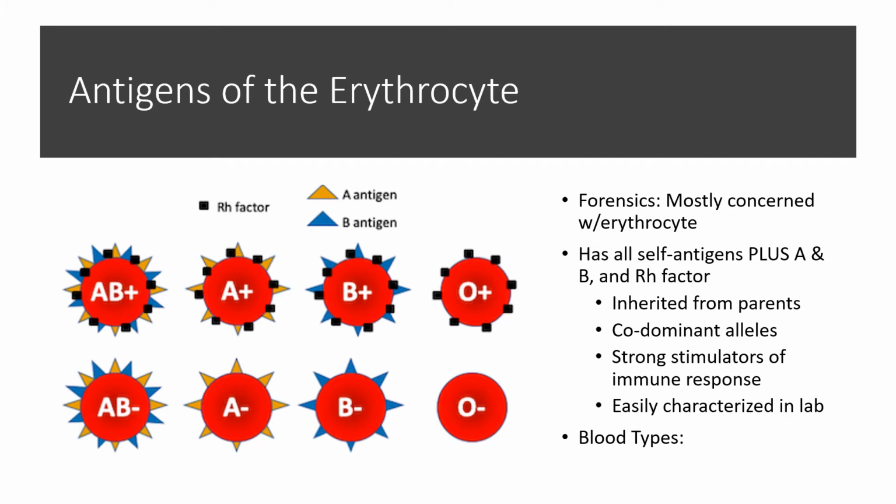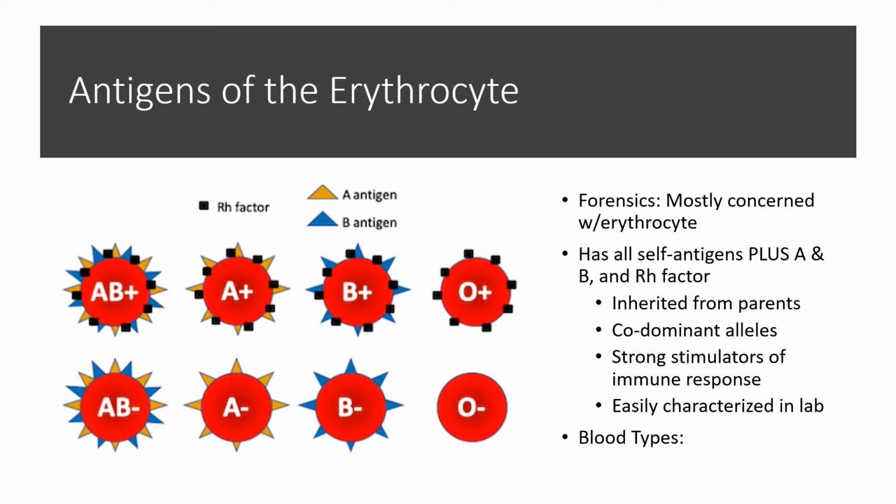The type of these antigens are inherited from your parents. So your blood type is determined by what your parents' blood type is. And it's highly figure-outable as to what possible blood types a person could have if they were to have children with somebody else. I'll show you how to do that later.